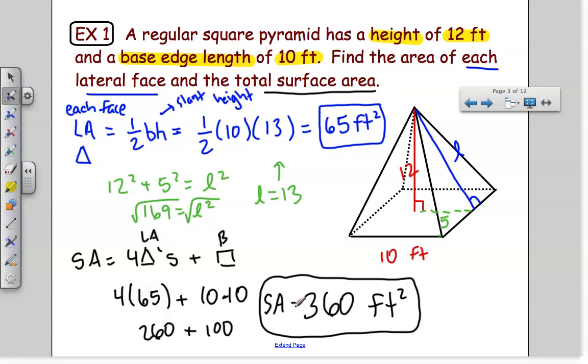for total surface area. So for any pyramid, you're finding the area of the triangles. Decide how many you have. It's the same as the number of sides of the base. Add the area of the base to it, and you've got total surface area. And if they ask for just lateral faces, they want the area of each of those triangles. Again, make sure when you're talking about the height of the triangles, you're actually looking at slant height, not the physical height of the pyramid.